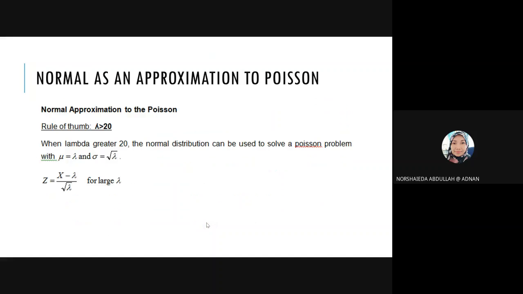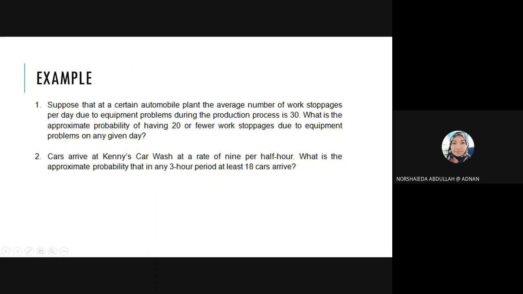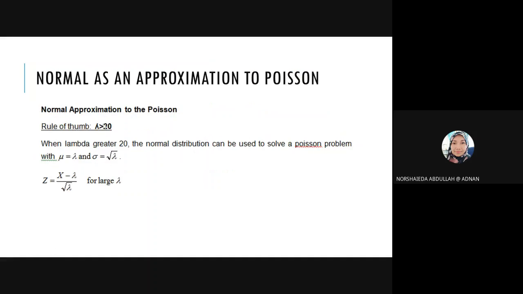So the last one, normal approximation to Poisson. Okay, so this is simple, the rule of thumb is easy to remember. We can use normal approximation instead of Poisson when the lambda is large. We consider lambda greater than 20 as large. Okay, lambda greater than 20 is large, so we can use normal instead of Poisson.